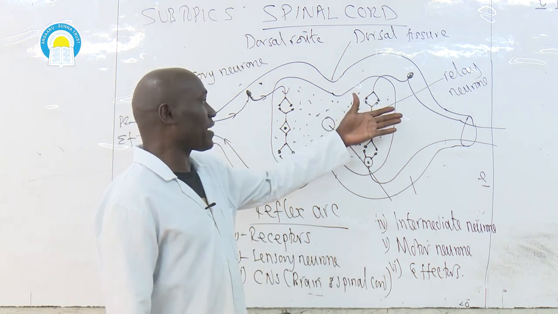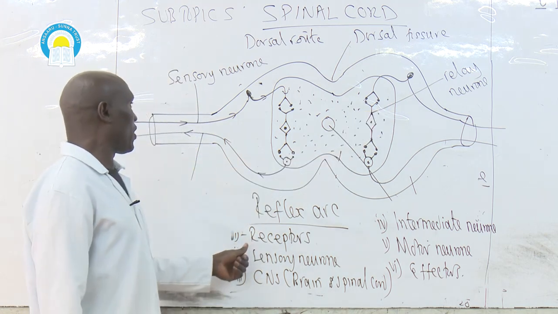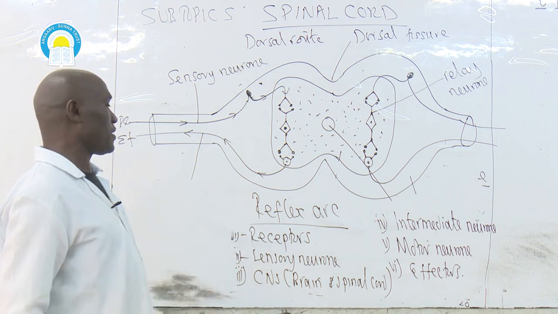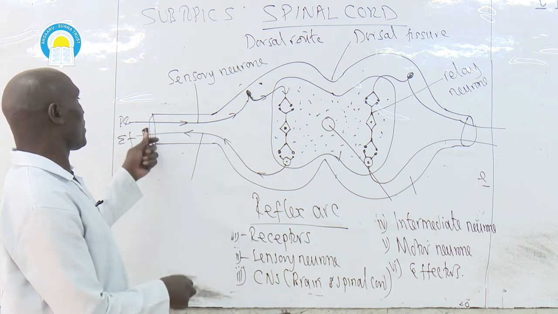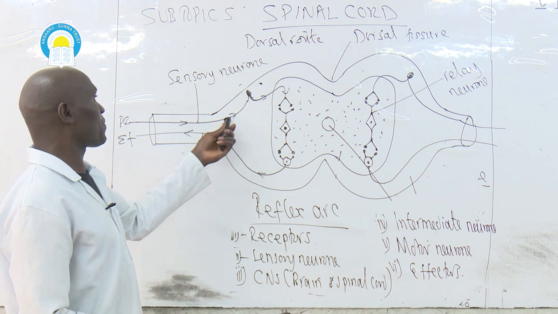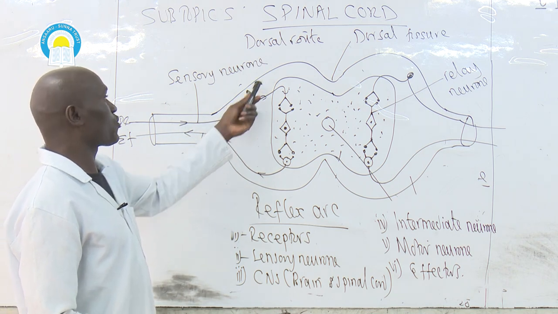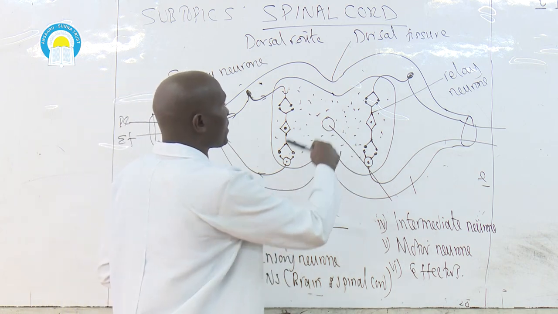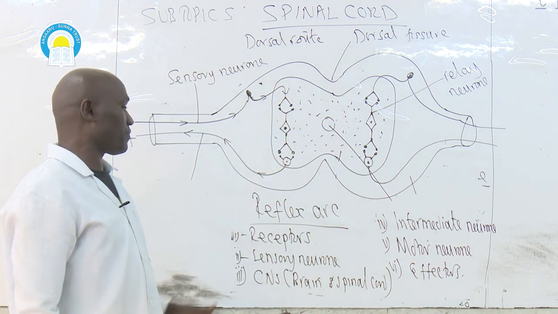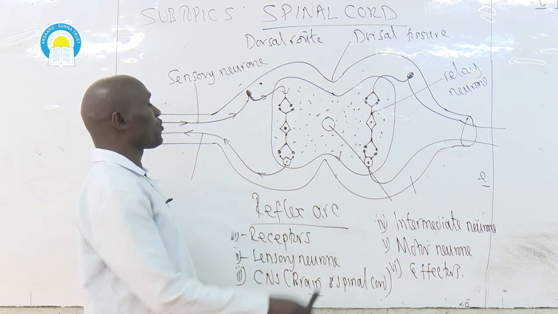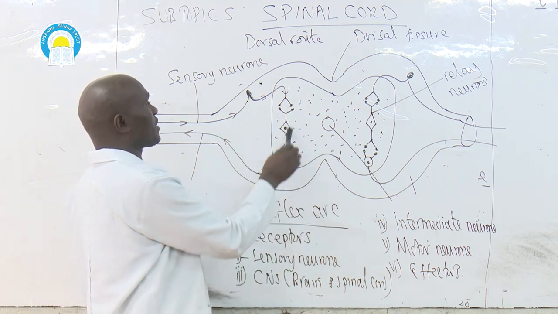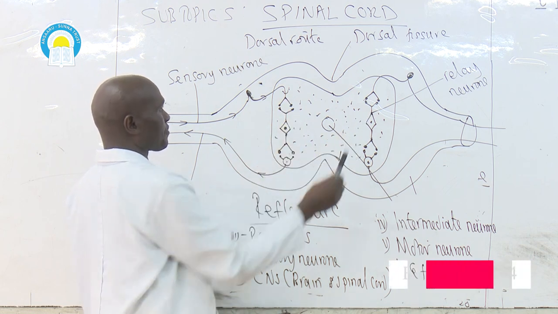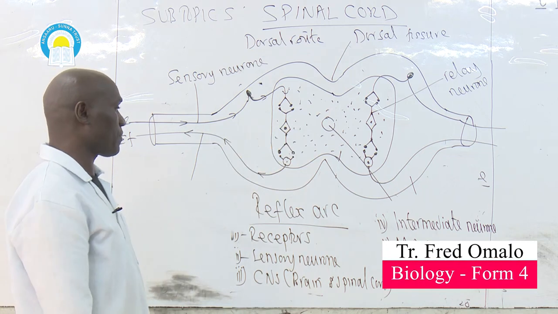So, from the diagram of the spinal cord, receptors here could be the skin found at the tip of the fingers, sensory neuron, the nerve cell that transmits nerve impulse to the central nervous system. Central nervous system, here it's represented by spinal cord. Intermediate neuron, a nerve cell that links sensory neuron to motor neuron. Here it is, intermediate neuron, also known as relay neuron.